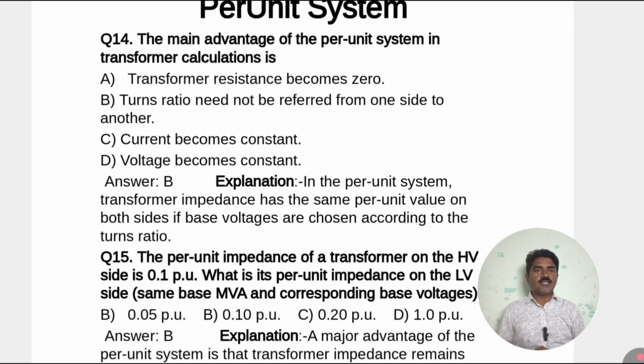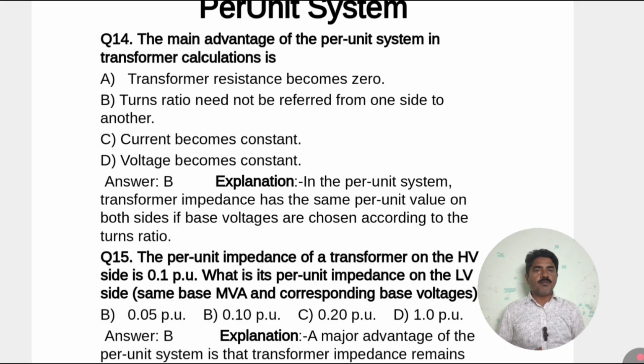The main advantage of the per unit system in transformer calculation is the turns ratio need not be related from one side to another side. అంటే టర్న్స్ రేషియో క్యాలిక్యులేషన్స్ లో ప్రతిసారి తీసుకోవాల్సిన అవసరం ఉండదు. That is, B is the answer.